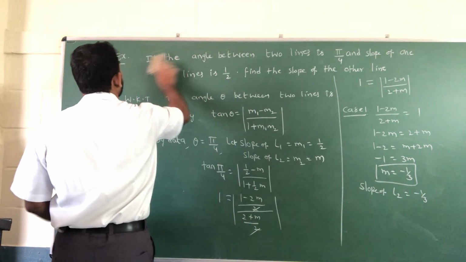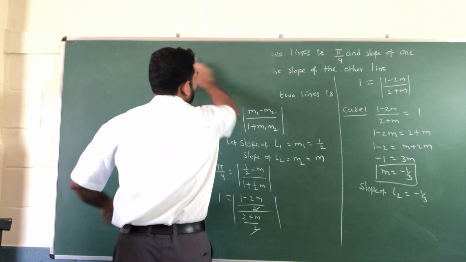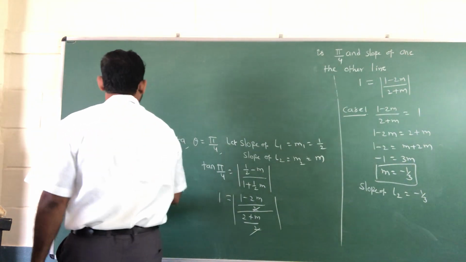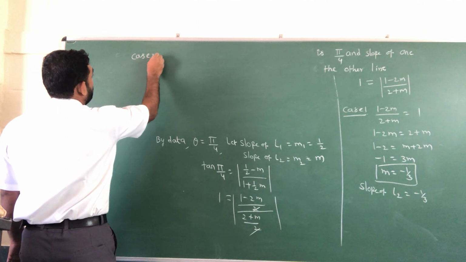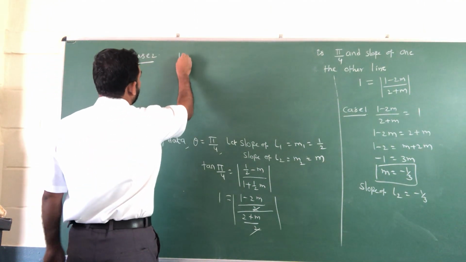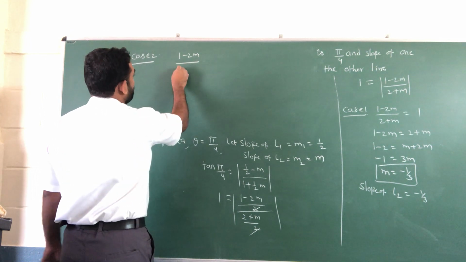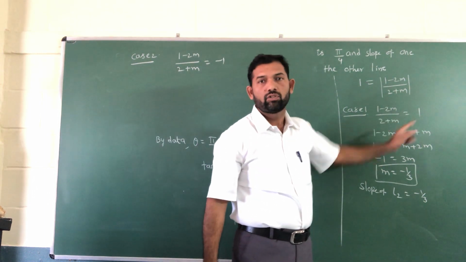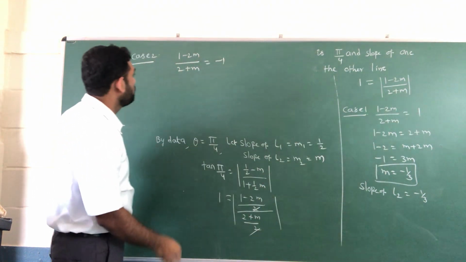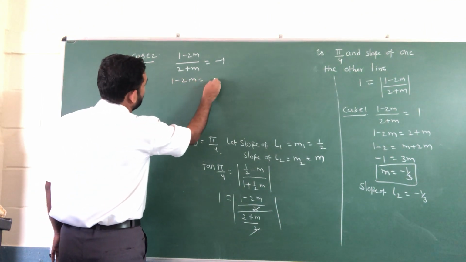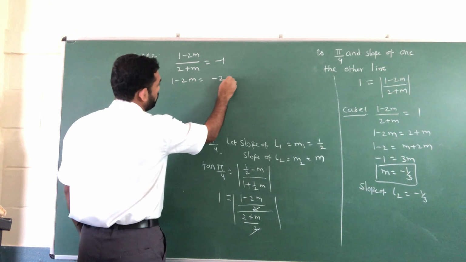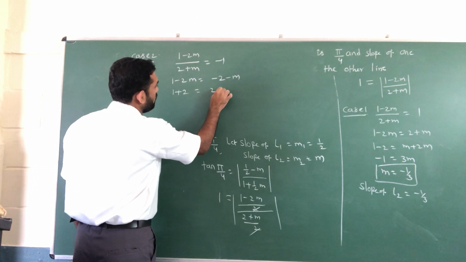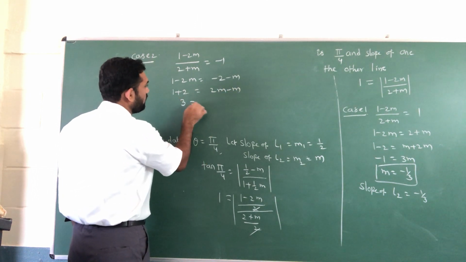Case 2. You see, in case 2, (1 minus 2m) divided by (2 plus m) is equated to minus 1. First we equated to plus 1, so now you equate to minus 1. You simplify this: 1 minus 2m is equal to minus 1 multiplied by (2 plus m), which gives minus 2 minus m. Again, 1 plus 2 is equal to 2m minus m. So 3 is equal to m.